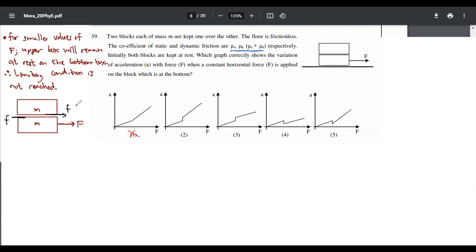It will be static. The reason is the block on top is not moving with respect to this. Both will move together. That's what happens when f is small. Both will move together. Then tell me now, what is the equation? Now there will be an acceleration here, small a. So what is the equation I should be using here, people?